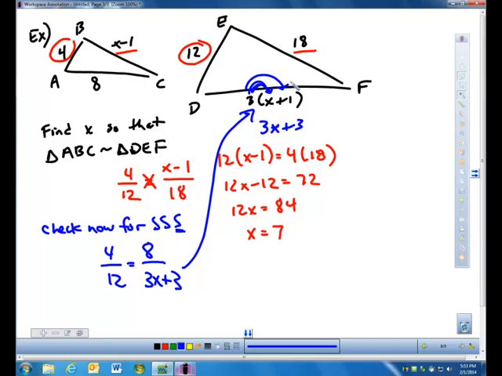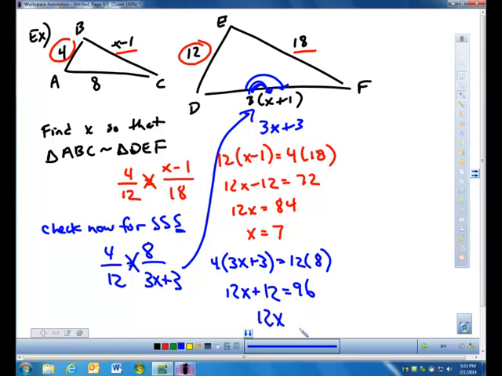Alright, so I'm going to cross multiply now, and that's going to give me 12x plus 12 equals 96. And so I'll do some math here to solve for this. Subtract 12 from each side to get 84, and divide by 12, and I get x equals 7 again. And so I know that x is 7, and when x is 7, all three sides are proportional.